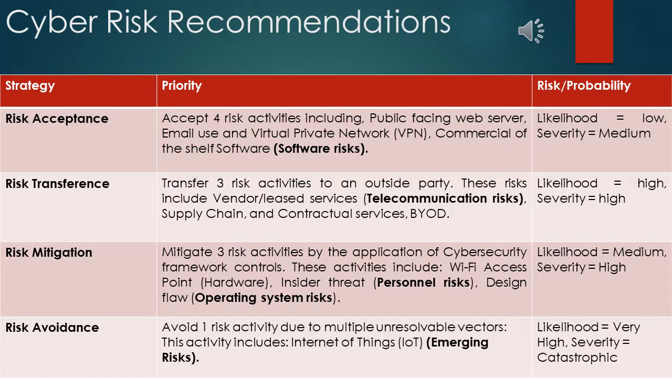The team recommends risk mitigation. Mitigating 3 risk activities by the application of framework controls. These activities include Wi-Fi access points use, insider threats, and design flaws. These activities have a medium likelihood of an attack and a high severity impact. Risk avoidance. The team recommends avoiding one risk activity due to multiple unresolvable vectors.